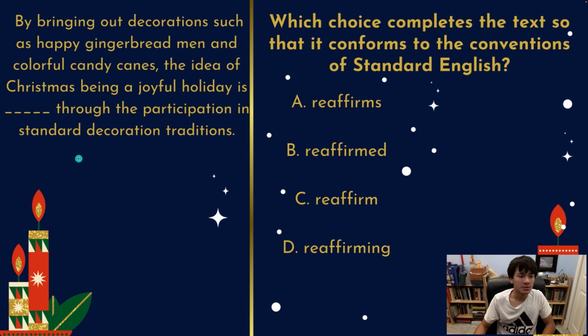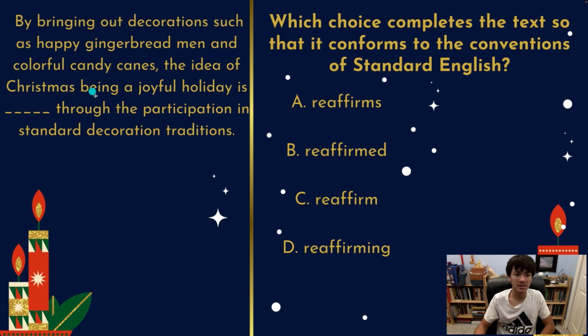By bringing out decorations such as happy gingerbread men and colorful candy canes, the idea of Christmas being a joyful holiday is blank through the participation in standard decoration traditions. So we can see here that the verb is going to be some conjugation of reaffirm, but which one would that be exactly? So we need to identify our subject here. We can see that what is being reaffirmed is not Christmas, but the idea. The idea would be our subject here.